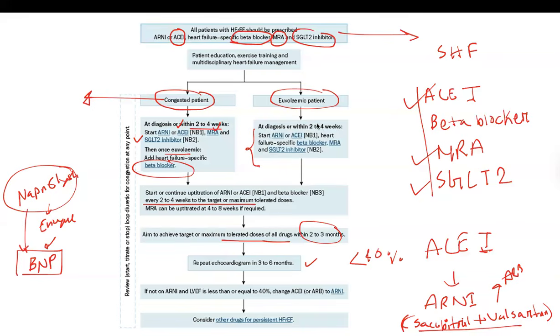So, did you guys understand the management of heart failure? There's systolic heart failure. What will you do?